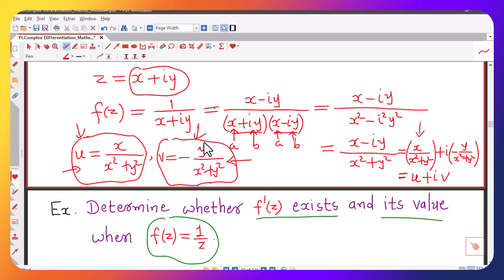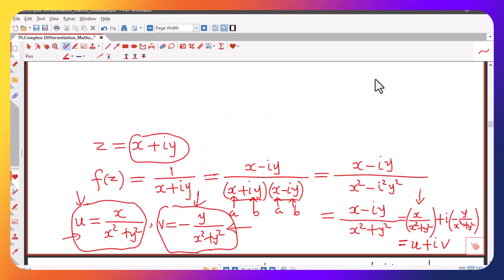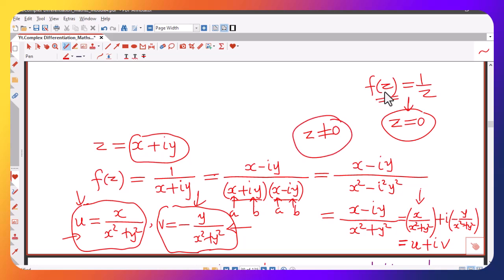Now one more thing, here function 1 by z is undefined at z equal to 0. So it is automatically not differentiable at z equal to 0, because z equal to 0 is not in the domain of this function. So we are discussing differentiability at non-zero points only for this function, because at z equal to 0 function is undefined, therefore it is not differentiable at z equal to 0.